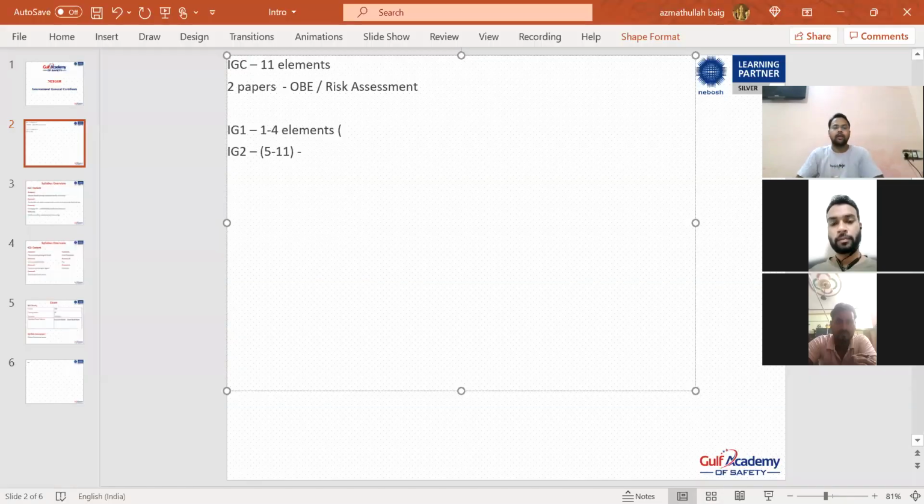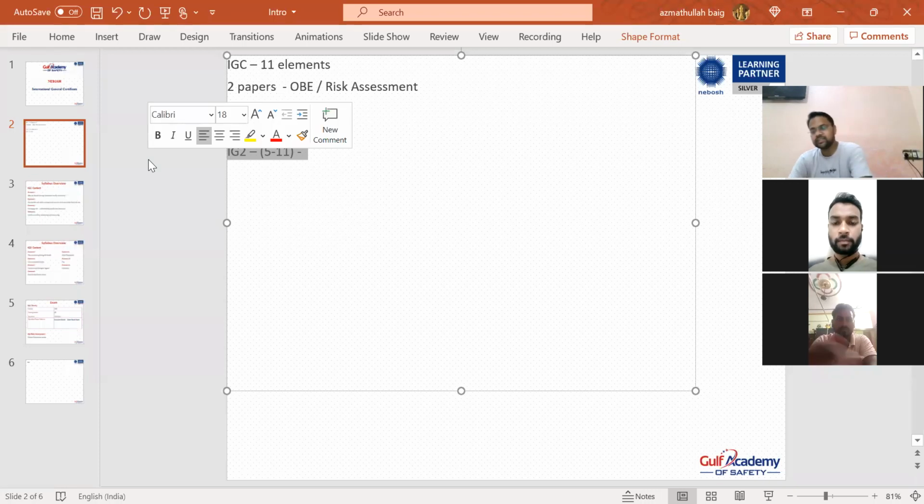So once again, IGC consists of a total of 11 elements and 2 papers. One is an open book examination and the other one is a risk assessment. IG1 covers elements 1 to 4, IG2 covers elements 1 to 11. This is a risk assessment, we'll discuss about this later.